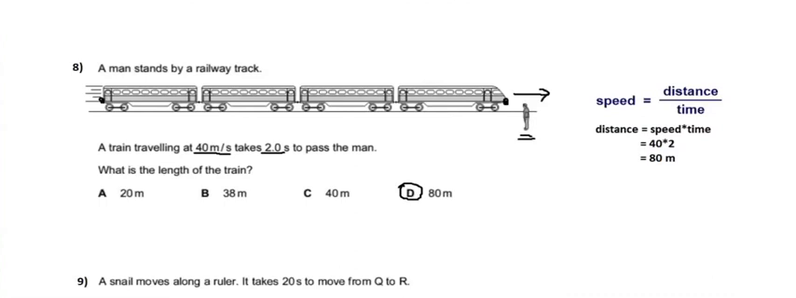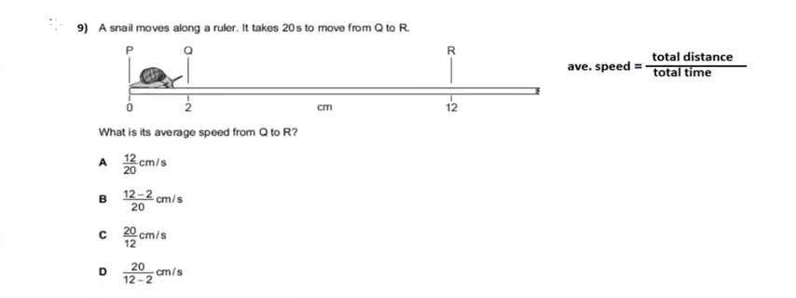Then question number 9. A snail moves along a ruler. It takes 20 seconds to move from Q to R. From Q, this is the point Q, and this is the point R. It takes 20 seconds to move from Q to R. What is the average speed from Q to R?